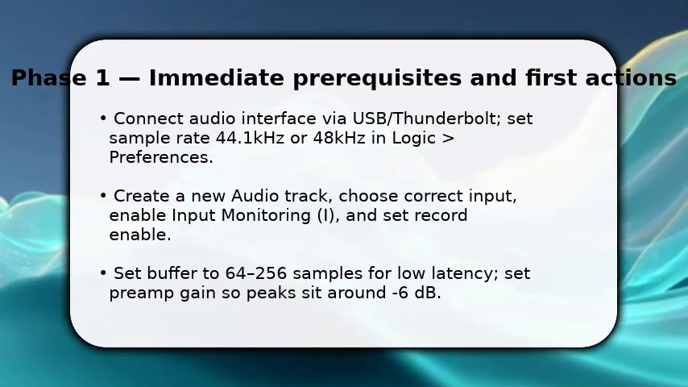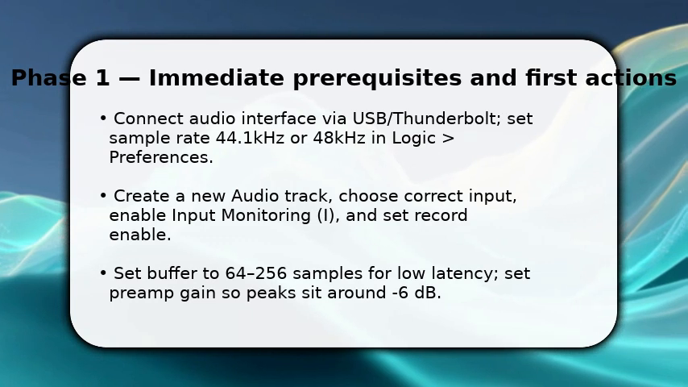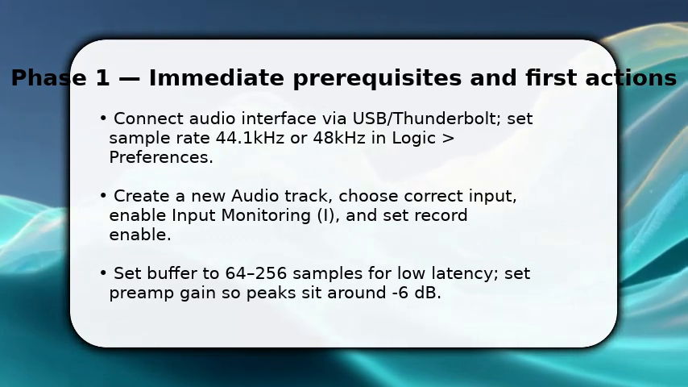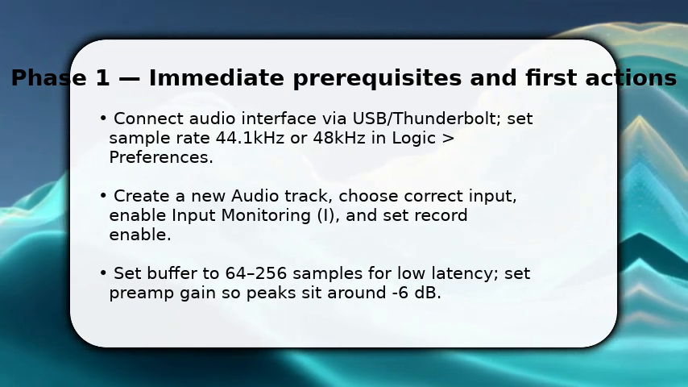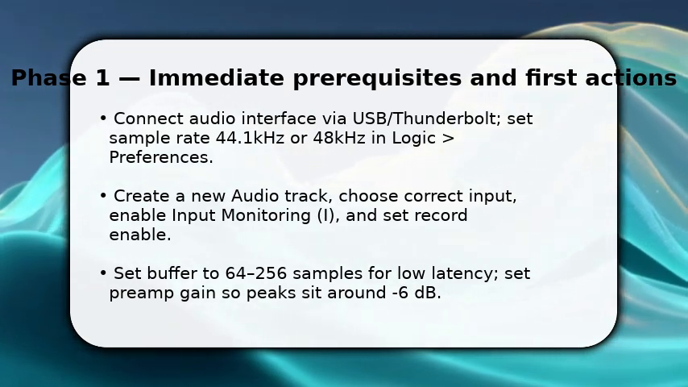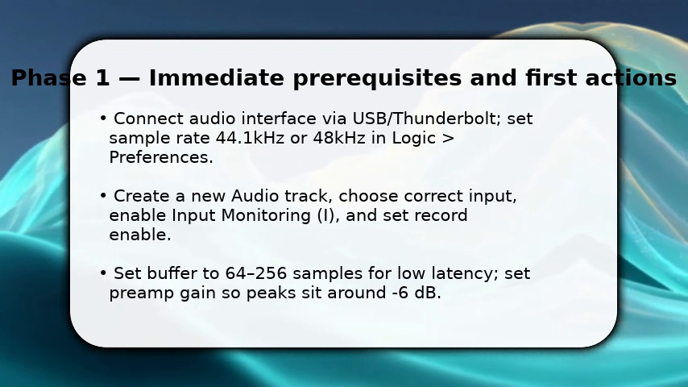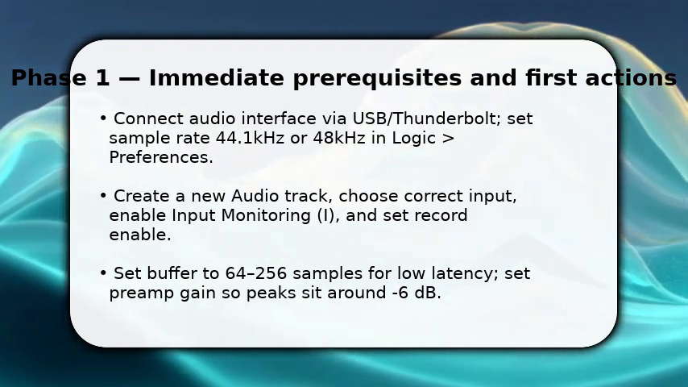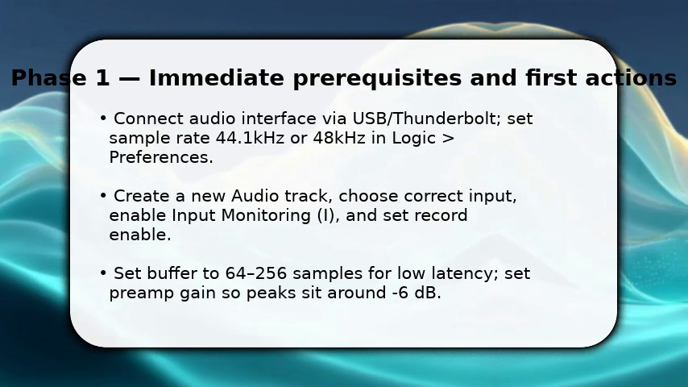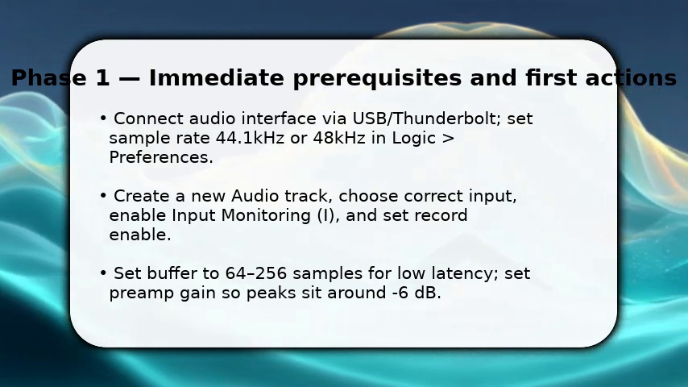You start by getting sound into Logic quickly. Connect your interface and choose the sample rate because matching rates avoids clicks. Create an audio track, select the correct input, then arm and enable input monitoring so you can hear while you record. Once done, set a conservative buffer, usually 64 to 256 samples, to balance latency and CPU.